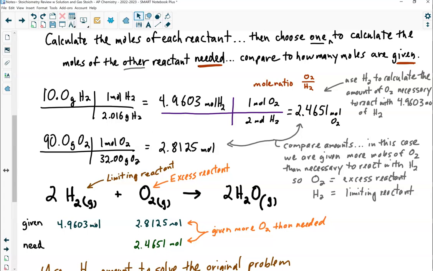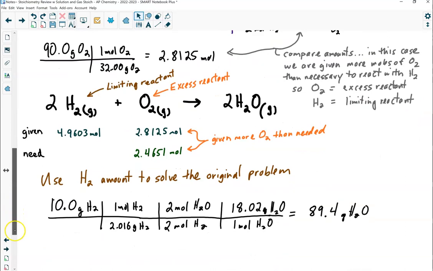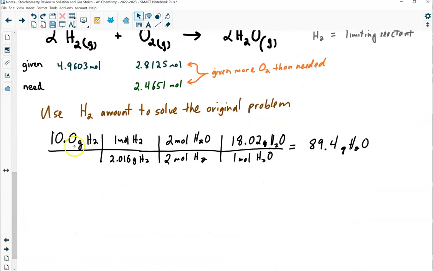So in this analysis, oxygen is the excess reactant, and you could actually calculate the number of moles of excess oxygen by subtracting the 2.465 needed from the 2.8125 given, so that would be about 0.3 something moles too many. But the bottom line here is that hydrogen is the limiting reactant. So remember, the way these go is that you use that limiting reactant amount to solve the original question, which was how many grams of water would be made.